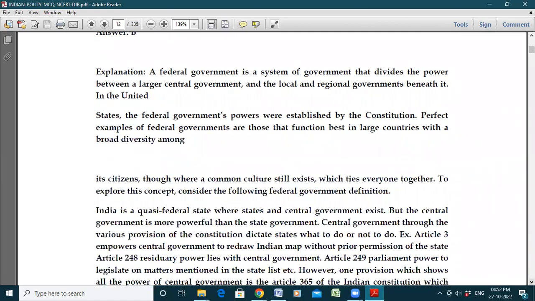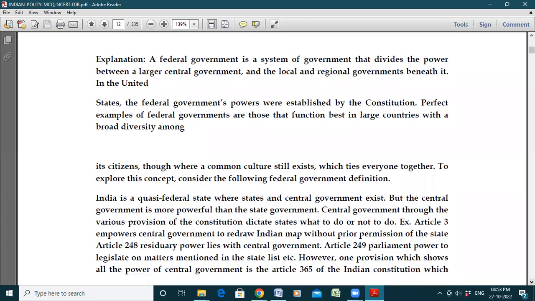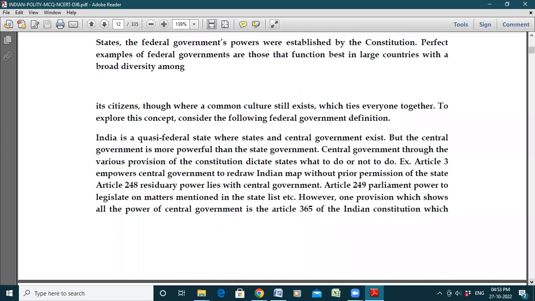In the United States, the federal government's rules are followed, and there the federal government's powers were established by the Constitution. Perfect examples of federal governments are those that function in large countries with a broad diversity among their citizens, though where a common culture still exists which ties everyone together. But India is a quasi-federal state where state and central government both exist.